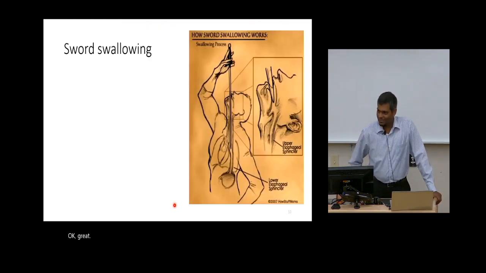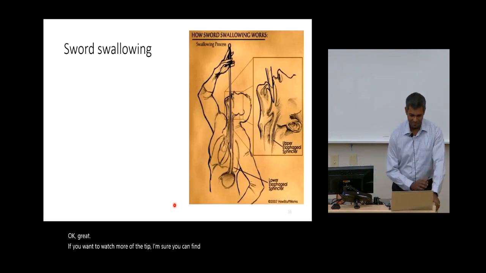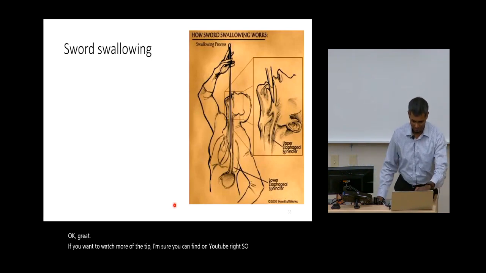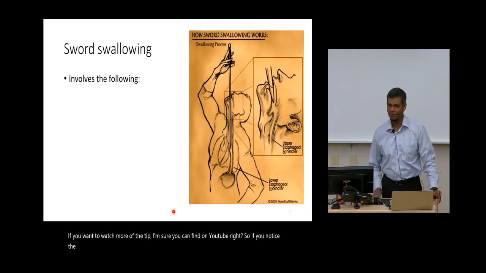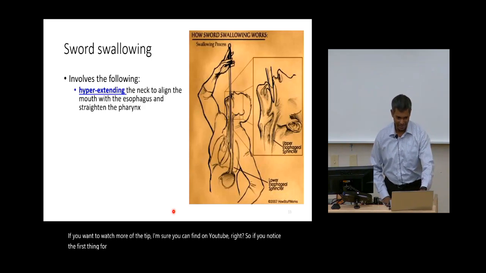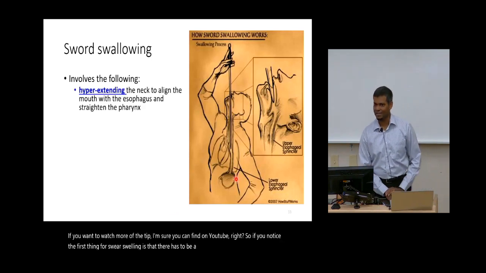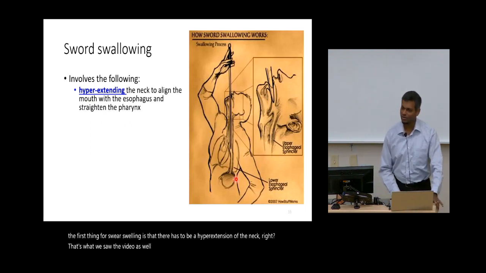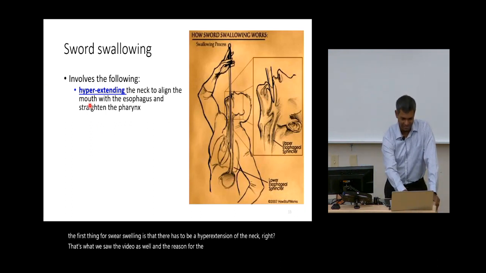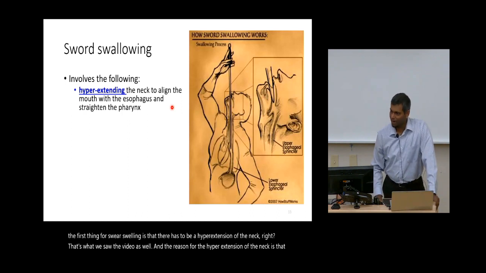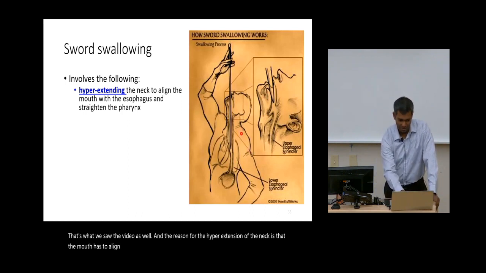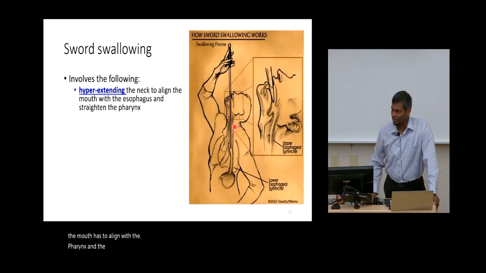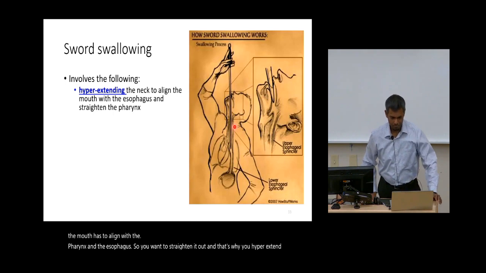If you want to watch more of the clip, I'm sure you can find it on YouTube. Right. So if you notice, the first thing for sword swallowing is that there has to be a hyperextension of the neck. Right. That's what we saw in the video as well. And the reason for the hyperextension of the neck is that the mouth has to align with the pharynx and the esophagus. So you want to straighten it out, and that's why you hyperextend the neck.